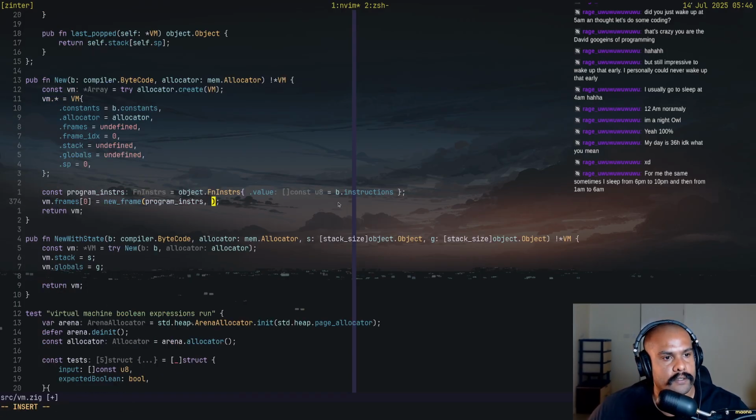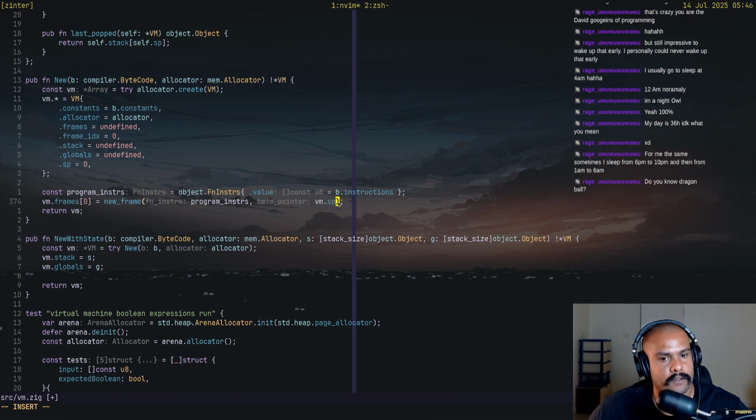Program instructions, and then let's pick.